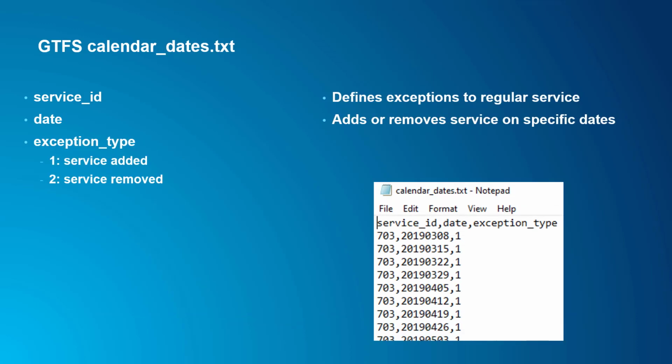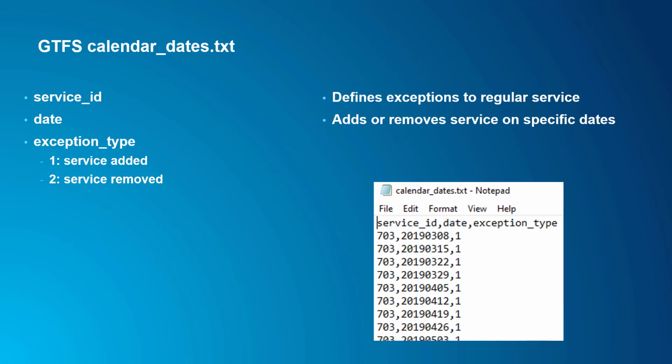The calendar_dates.txt file defines exceptions to regular service. It adds or removes service on specific dates, such as for holidays. The file includes a service ID which relates back to the calendar.txt file and to the other GTFS files. It also includes the date of the exception and whether service is added or removed on that date.